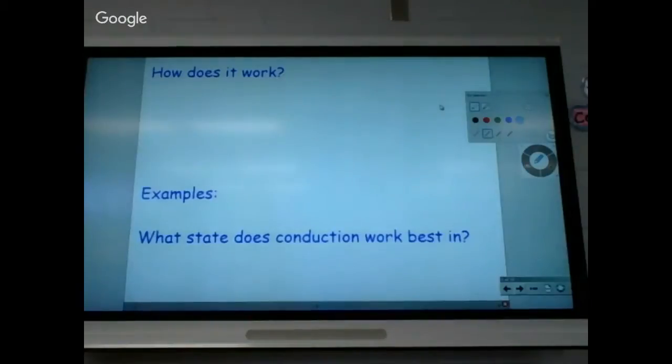Convection, first of all, does not work in a solid at all. We'll talk about why in a minute. Conduction works the best in a solid.